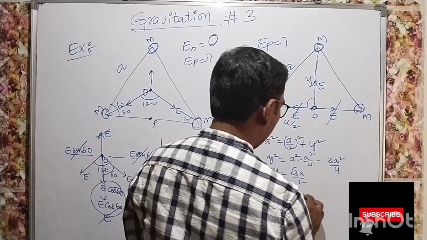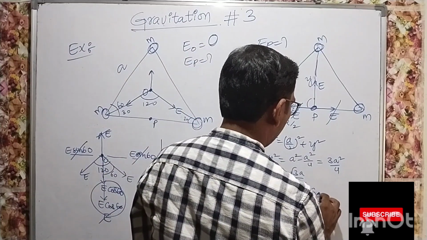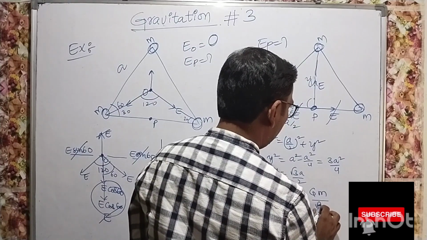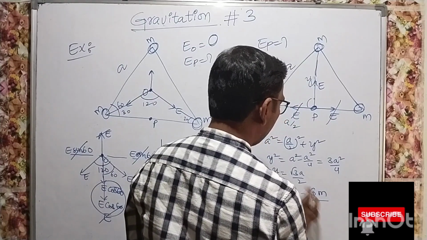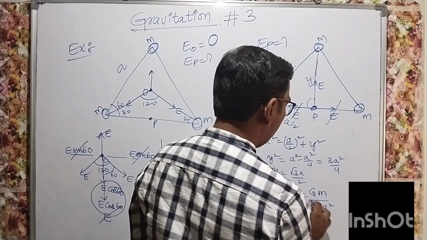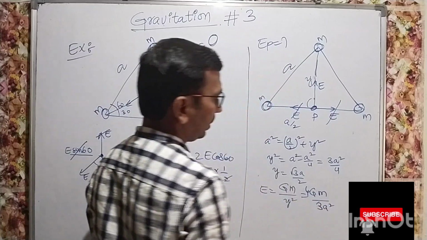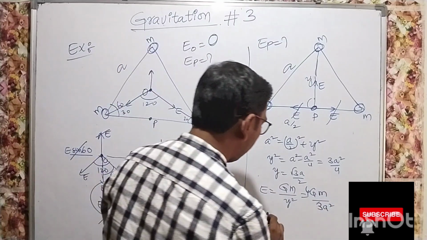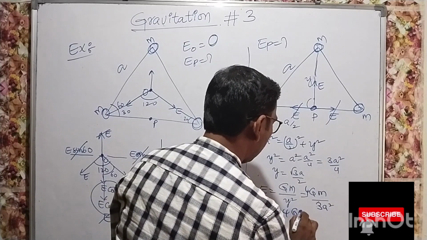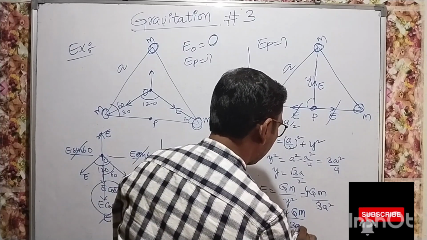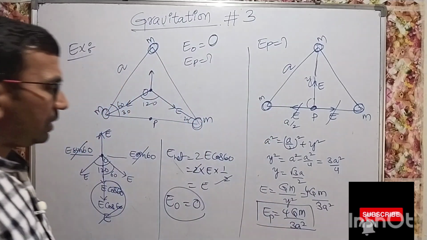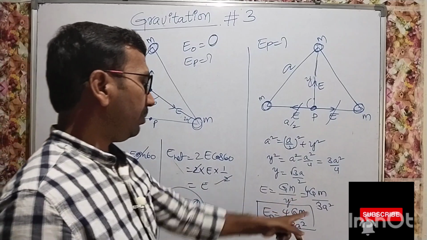What about here y? So capital G M by root 3a by 2 whole square. That means 3a square by 4, which gives 4GM by 3a square. E is equal to 4 capital G M by 3a square. So this is the gravitational field at P.